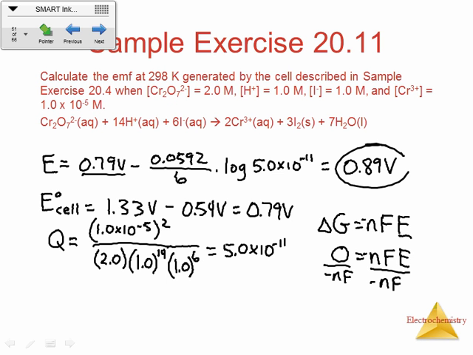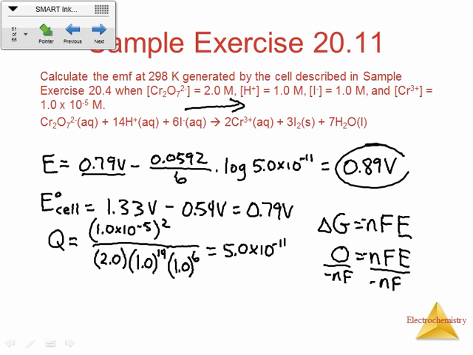0 divided by anything is 0. So at the point at which we reach equilibrium for this reaction, your E value is 0. There's no more voltage flowing through there. So a dead battery is a battery at equilibrium.